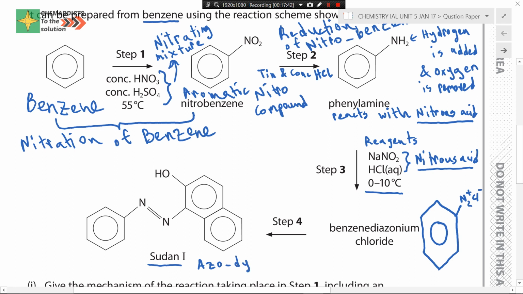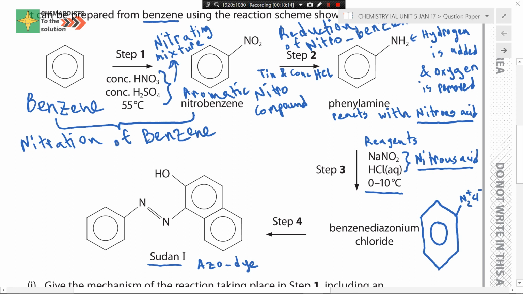Okay, azo dye. I can't pronounce this perfectly, how am I supposed to teach you? Let's just leave that aside. Benzene diazonium chloride: here we are converting benzene diazonium chloride into an azo dye, which is Sudan 1.